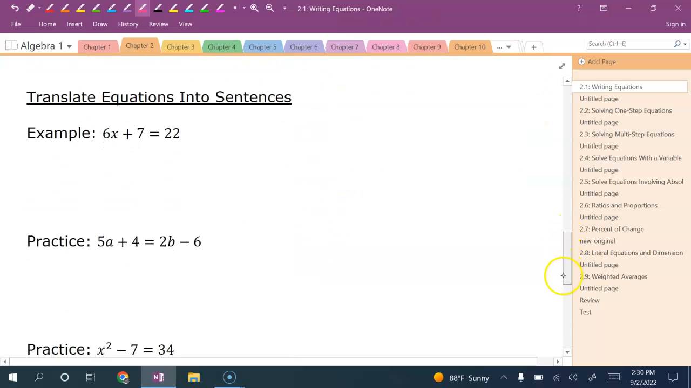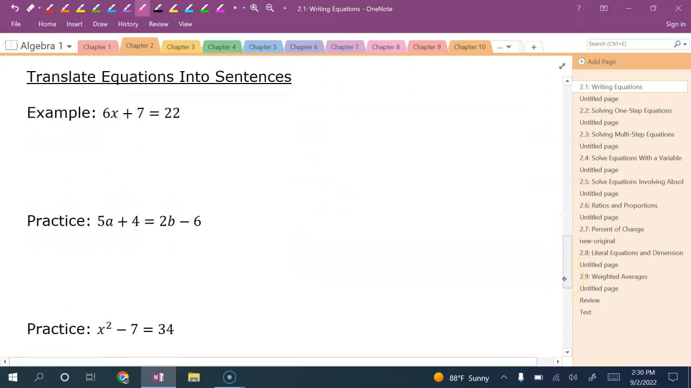Now, something else that we did in chapter 1 was write out equations using words. So we were actually given the equation and then we would write it out as a sentence. And so we're going to do the same thing here, just like you wrote it out for an expression, but you are writing it out as an equation. So you just want to make sure that you use that key phrase or one of the key phrases for an equal sign. So for example, this first one, I've got 6 times x plus 7 equals 22.